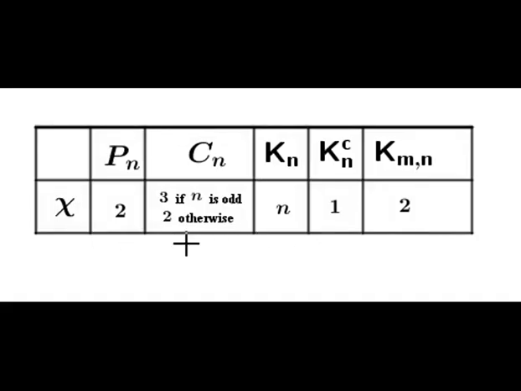This is the summary of today's tutorial. Basically we have derived values of vertex chromatic number for Pn, Cn, Kn, Kn complement and Km,n.